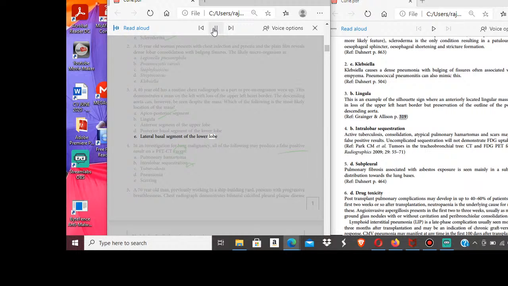4. In an investigation for lung malignancy, all of the following may produce a false positive result on a PET-CT except: A. Pulmonary hamartoma. B. Intralobar sequestration. C. Tuberculosis. D. Pneumonia. E. Scarring.